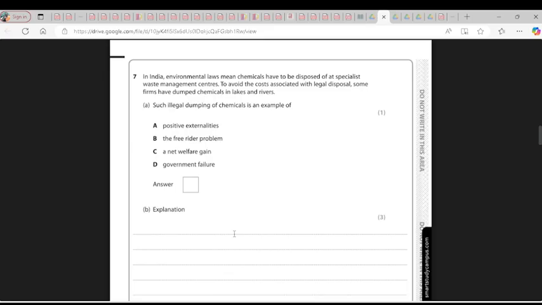So they said illegal dumping of chemicals is an example of what? It's an example of government failure. So the answer is D. It's not positive externality. If it is positive externality, it has to do with production. A free rider problem is the provision of public goods, so it's not. A net welfare gain? If there's a net welfare gain, it means government succeeded.